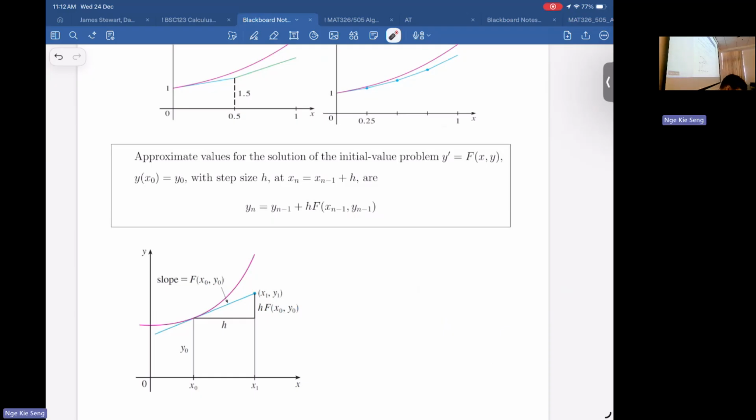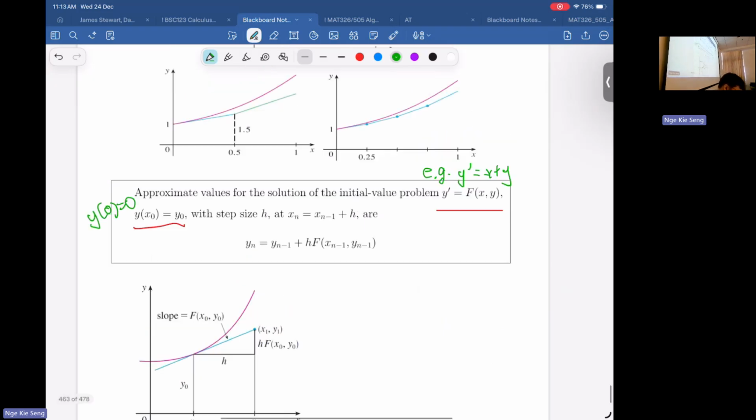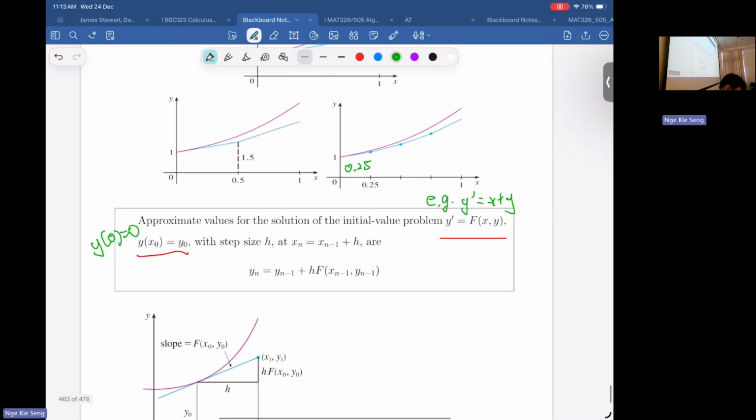First you have the initial value problem y prime equals f of x, y, some function of x and y. Then you know where your function starts. This is exactly what we started with just now. The example was y prime equals x plus y, and maybe y0 equals 0. And then we take the step size. This is like the interval inside the Riemann sum, depending on how small you want to take. For example, the step size is 0.5, so you increase little by little.